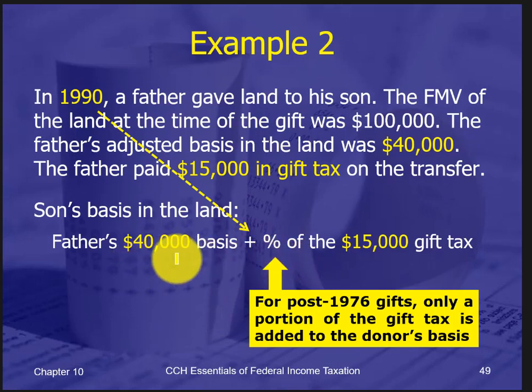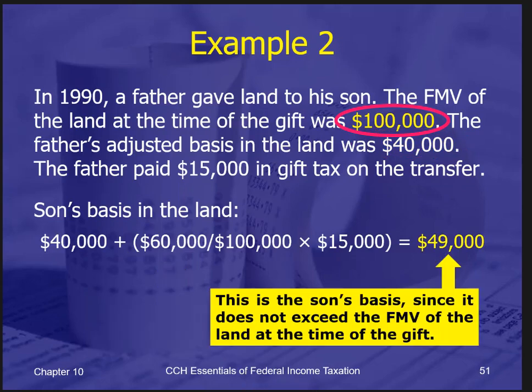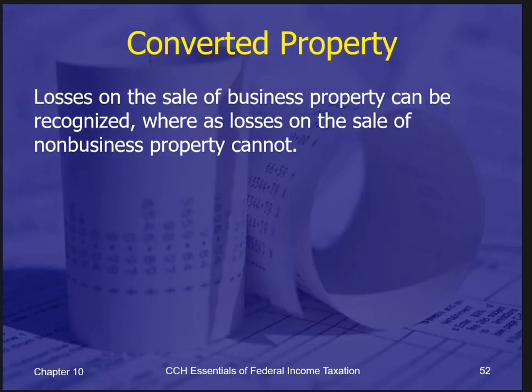Okay, so the son's basis, he's going to get the $40,000 carryover from dad, plus a portion of the $15,000 gift tax. And the portion is the amount that the value increased while dad owned it divided by the total value. So 100 minus the 40, divided by the 100, times the gift tax, and then you add that to the original 40. Okay? And that doesn't exceed the fair market value, so we're good.